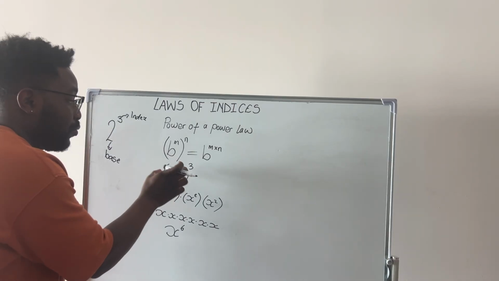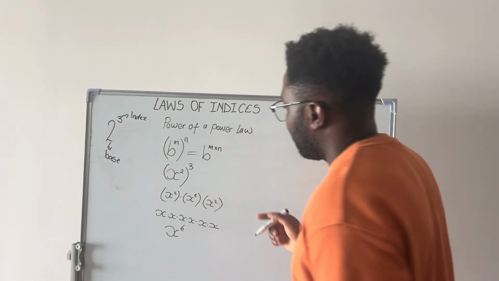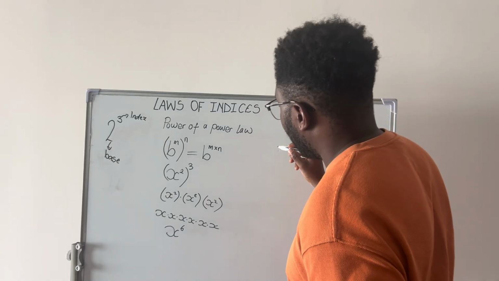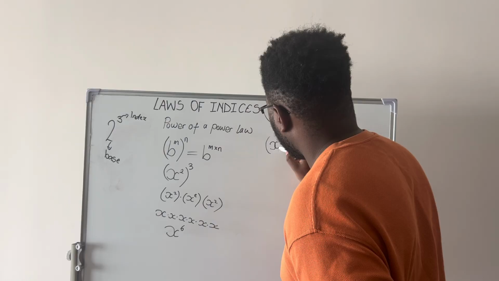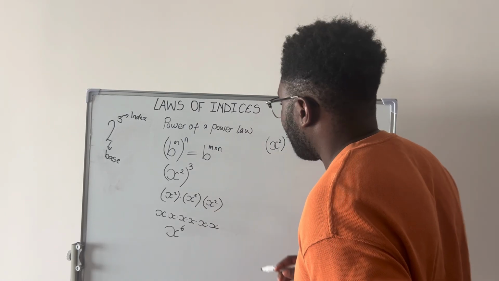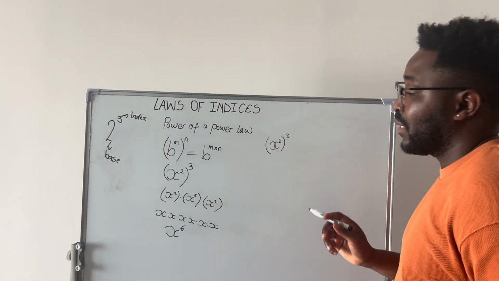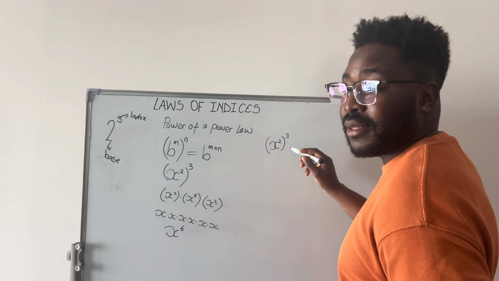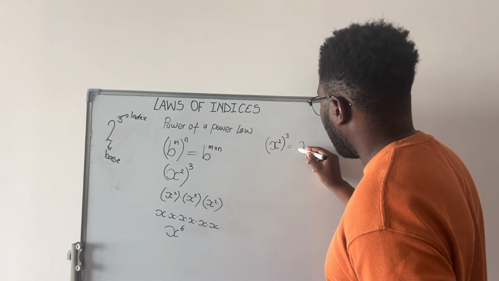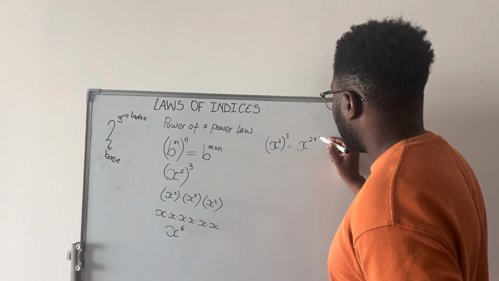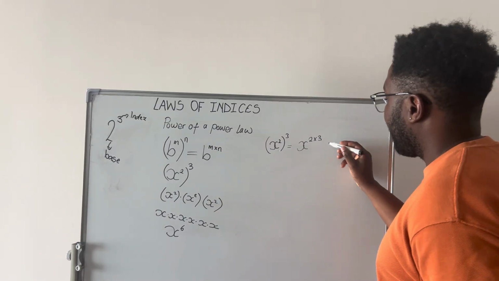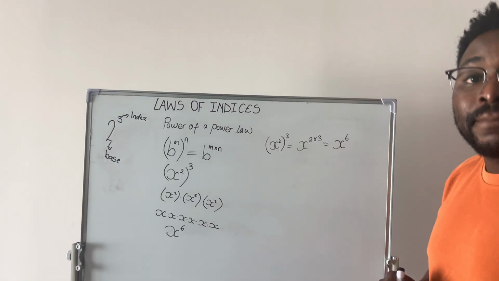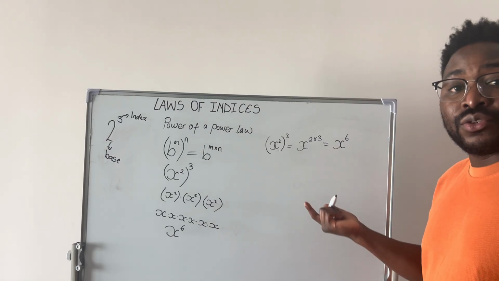Now let's use this same expression and follow our power of a power law. We have x raised to the power 2 and also raised to power 3. And what does it say? We have to multiply their indices. So that would be x to the power 2 multiplied by 3, and that gives us x to the power 6.